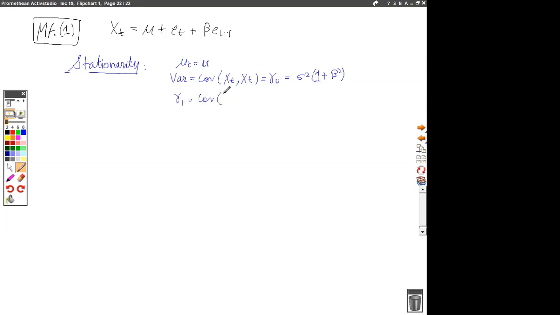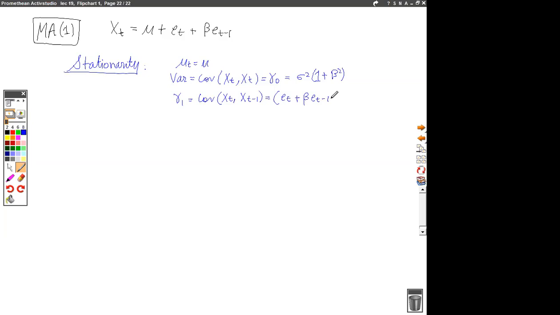So let me now figure out gamma 1. This will be covariance of xt, comma, xt minus 1. So I can write my xt as, again I'm not writing this mu because these are just constants and it doesn't matter when I'm talking about covariance. So I'm just writing it as ET plus beta ET minus 1.